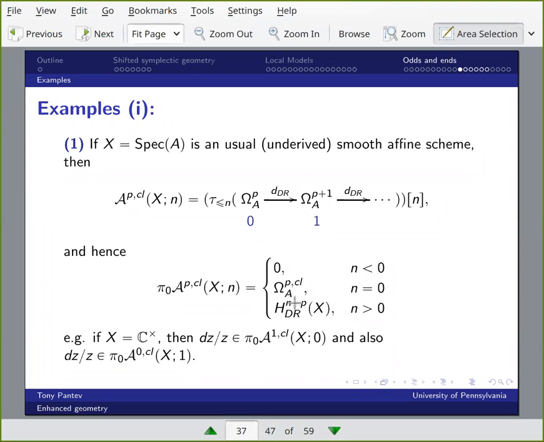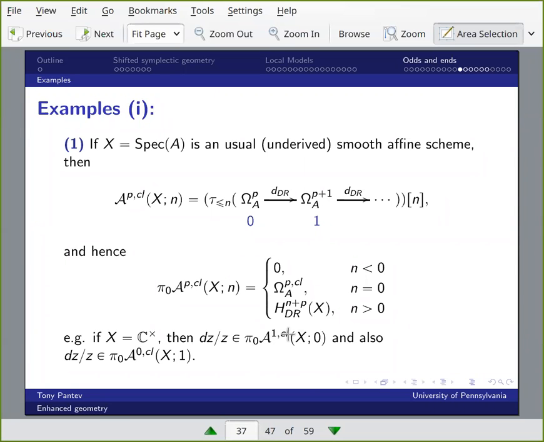Because of this de Rham cohomology appearing for higher shifts, just writing the dz over z could be confusing in this setting. You really need to specify which dz over z you mean. Do you mean the unshifted one form, or do you mean some shifted form but of different homological degree, namely 0?